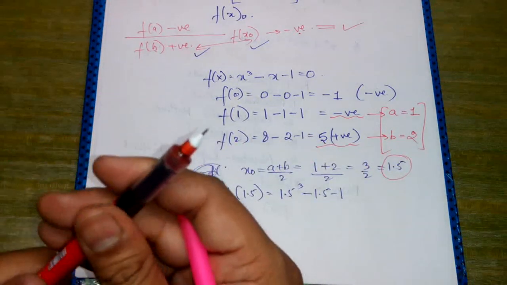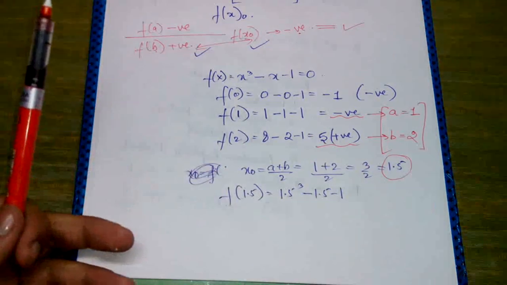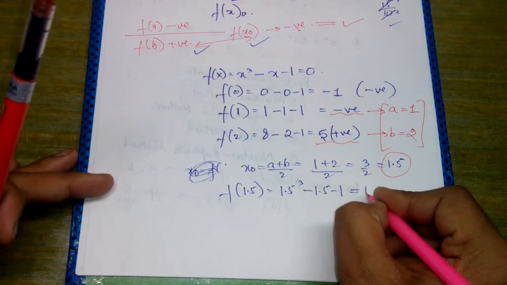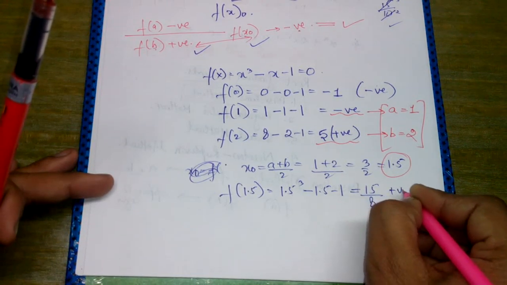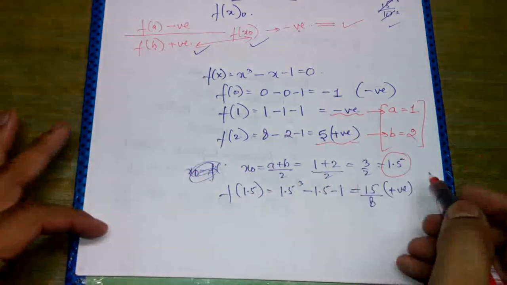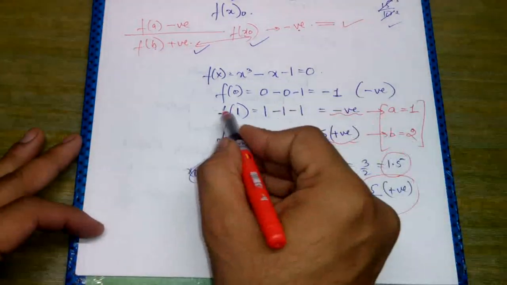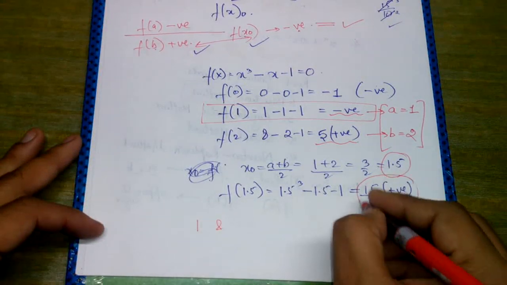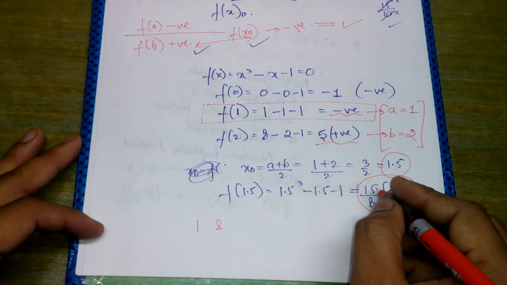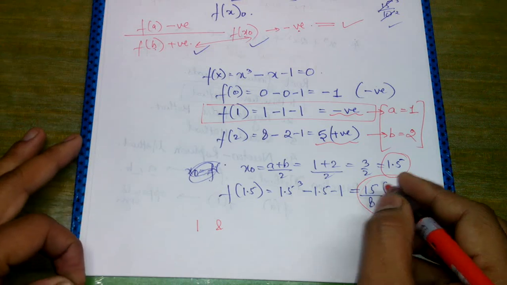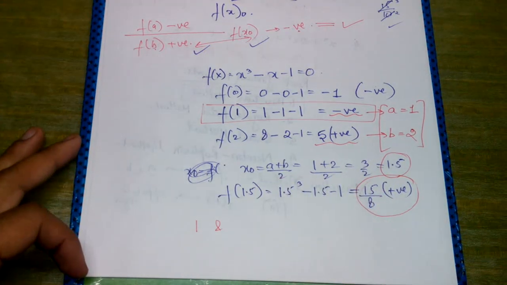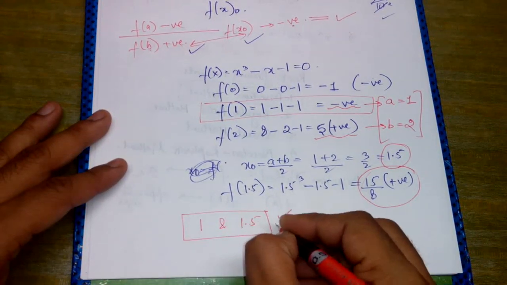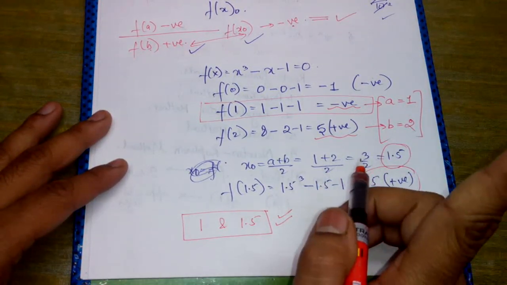The value of this will come out to be 15 upon 8, which is a positive value. Now since this is positive and this was negative, the root will lie between 1 and 15 upon 8. The value of 15 upon 8 is how much? It is 1.5. So our first root will lie between 1 and 1.5.